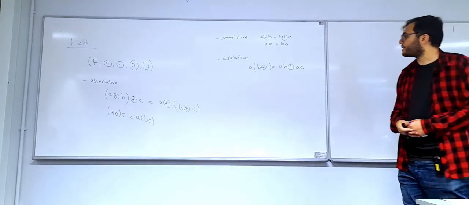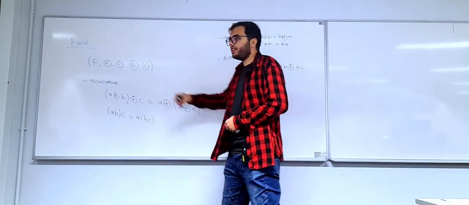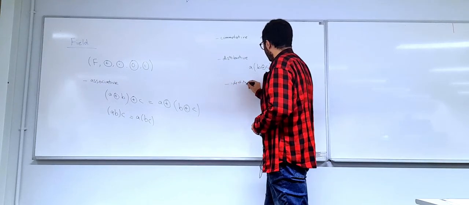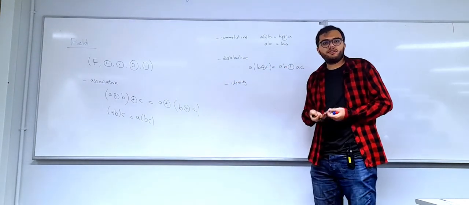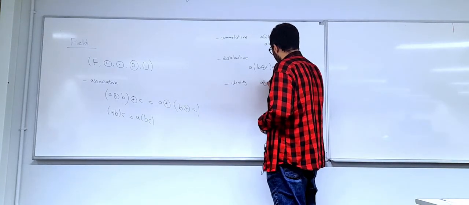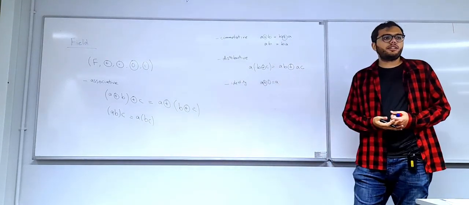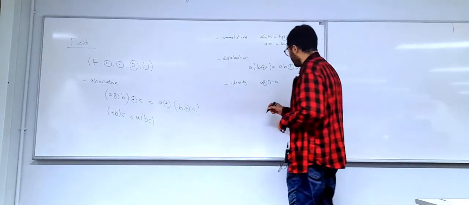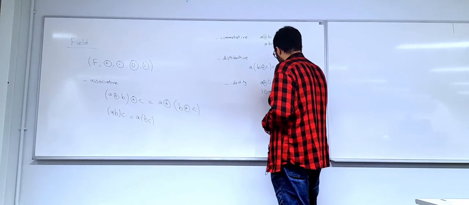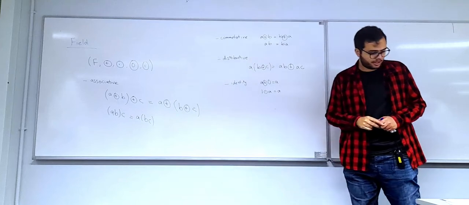And yeah, there's more. We should have identity properties, so we have 0 and 1. And what are our identity properties? It's just that if you add 0 to anything, you will get the same thing. So A plus 0 is always A. And if you multiply something by 1, you will again get the same thing. So 1 times A is always A. Of course, the order doesn't matter because we're commutative.